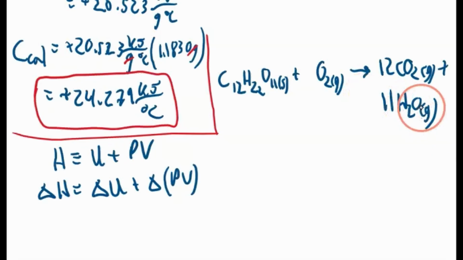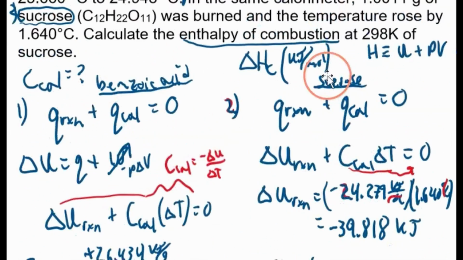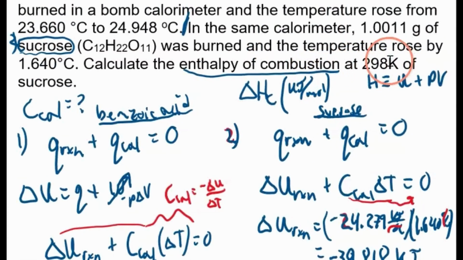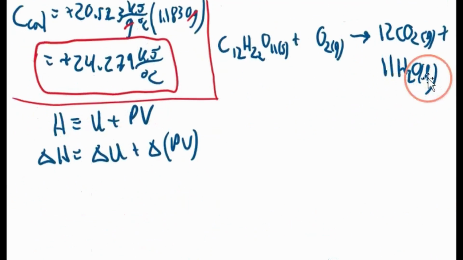Oh, this should be a liquid. It produces water as a gas initially, because it's so exothermic, but after it cools down and we have heat transfer to the calorimeter, this is going to go into a liquid. At 298 Kelvin, which is what we want the enthalpy of combustion for, water is a liquid predominantly. There's a little bit of vapor pressure, but it's a liquid. So we've got to have this as a liquid.